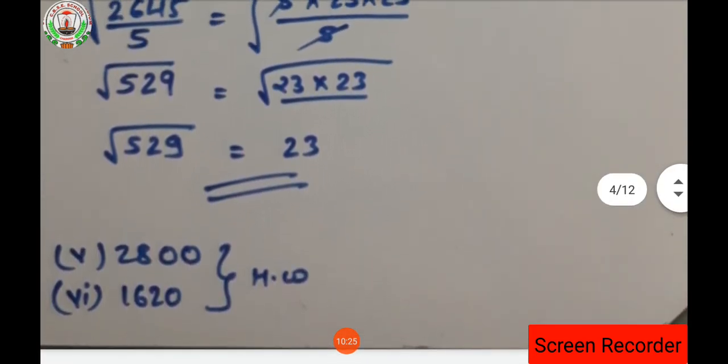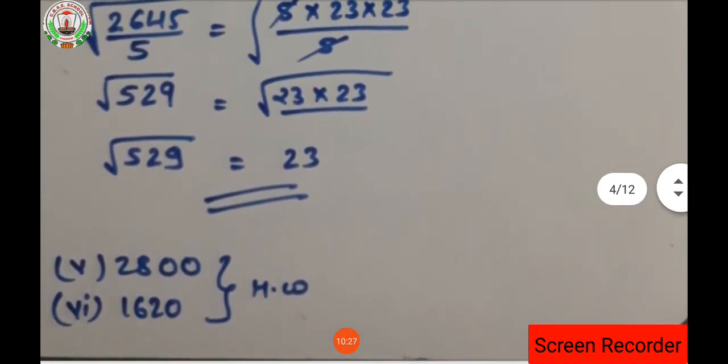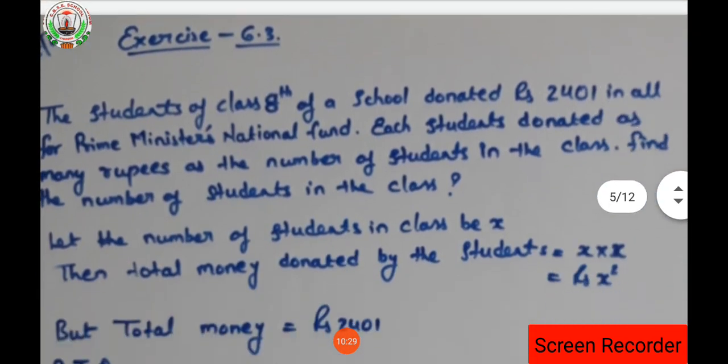The fifth and the sixth part, try to do on your own. It's a very simple one.